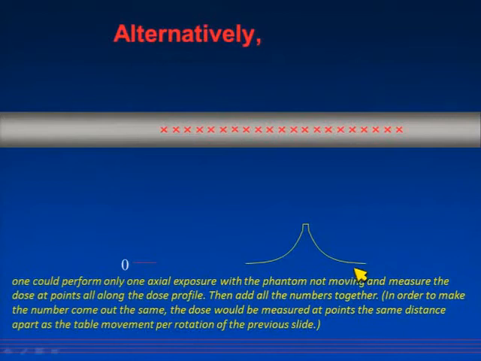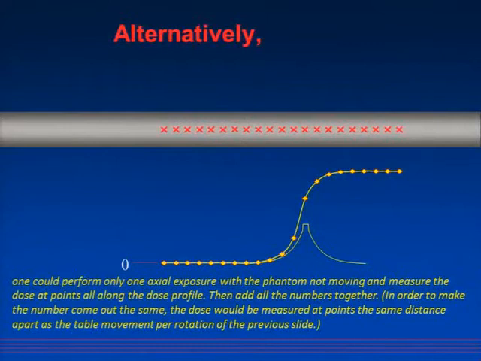Now, alternatively, we could have gotten the same information by having a bunch of dose detectors all the way along the cylinder, just performing one exposure with the table fixed, measuring all of these and adding them all up. We would have gotten the same result. So this is the basis of CTDI. It's an equivalent way of acquiring the same information.